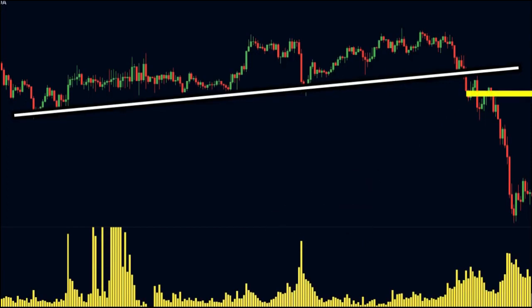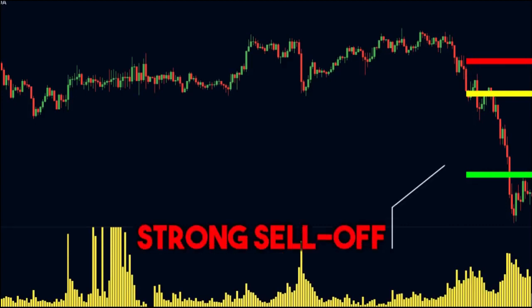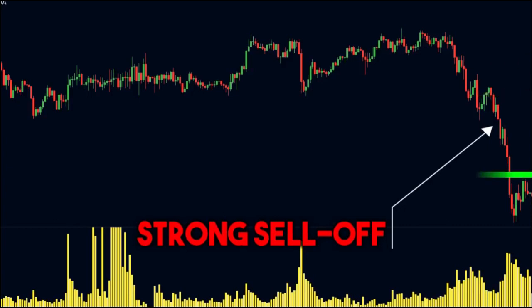Therefore, we sell the pair here. We will keep our stops above the trend line, and we will keep our targets at a 2:1 risk to reward ratio. As you can see, the price sees a strong sell-off after our entry.